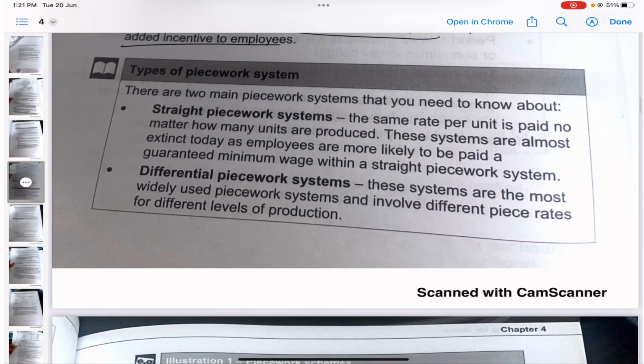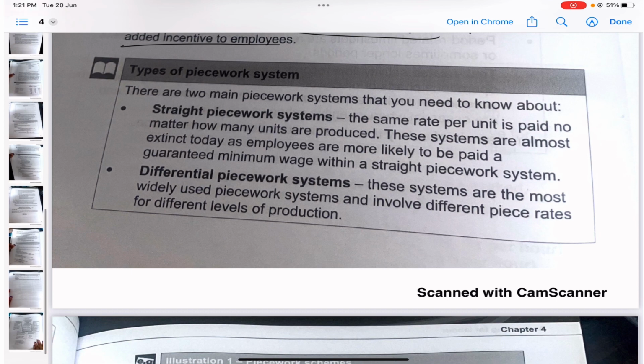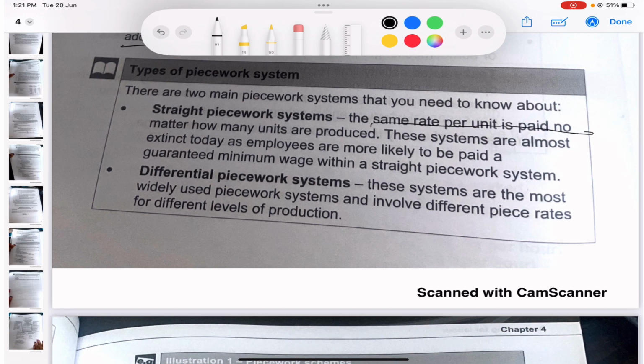Okay, so what are the different types of piecework system? There are two types of piecework system. The first is a straight piecework system, and the second is the differential piecework system. Now what is a straight piecework system? The same rate is paid no matter how many units are produced. For example, if one unit is, let's say, 10 rupees, if you produce 100 units, you will get 1000 rupees. If you produce 1 lakh units, then also it is 1 lakh multiplied by 10. So this is how you are going to get your wages.